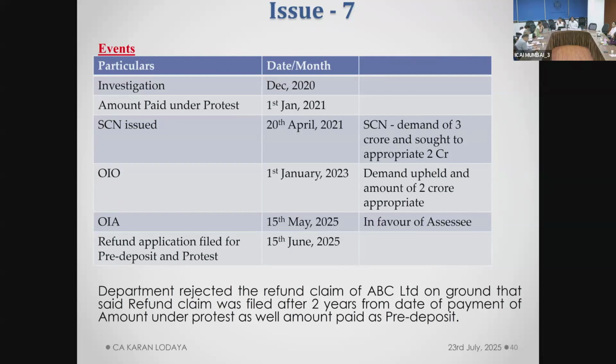Say, I have paid an amount under protest on 1st Jan 21 during the investigation. Thereafter, a show cause notice was issued to me on 20th April 21, wherein a demand of 3 crore rupees was sought, and the 2 crore rupees that I paid under protest they sought to appropriate. The OIO was passed in the past, wherein the demand was confirmed at 3 crore rupees and they appropriated 2 crore rupees. Therefore, I went into appeal, filing the appeal on 15th May 25.